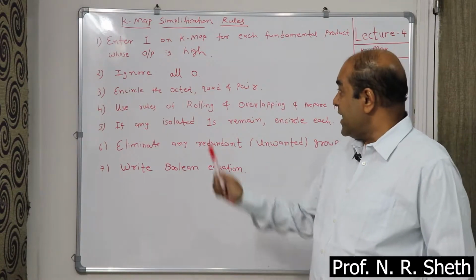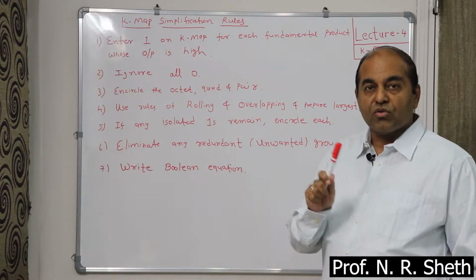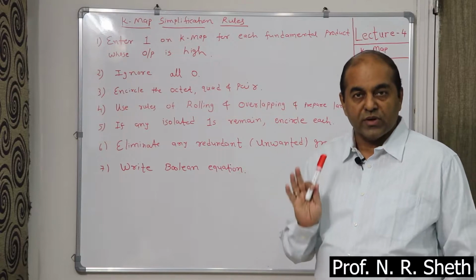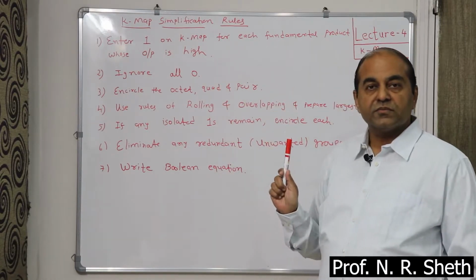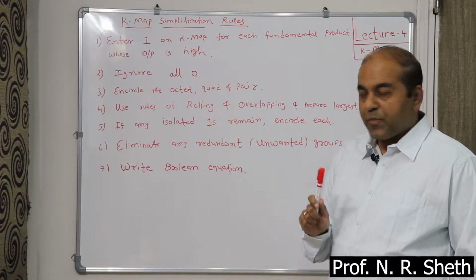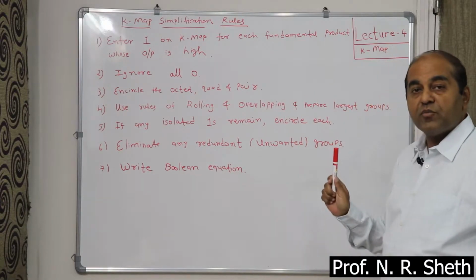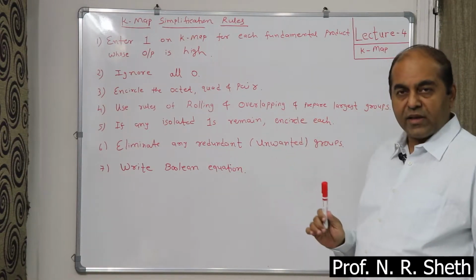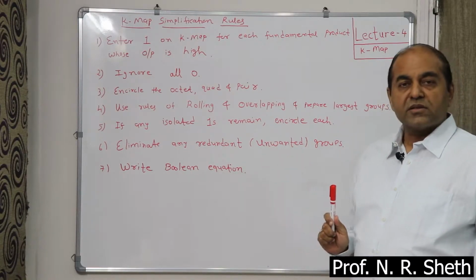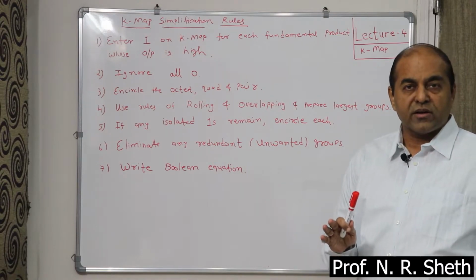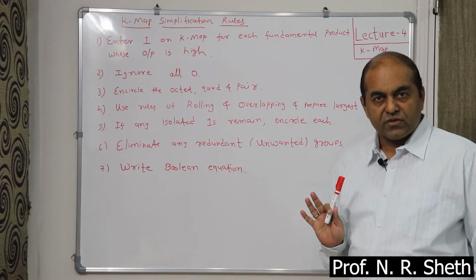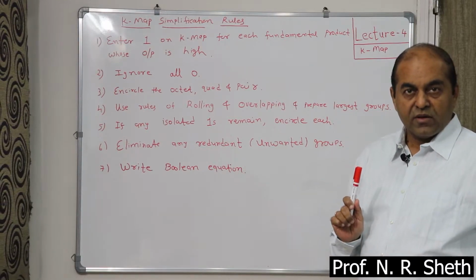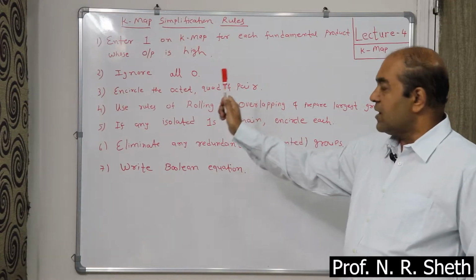Number three, encircle octet, quad, and pair. Octet means a group of 8 ones, quad a group of 4 ones, and pair a group of 2 ones. Today we are going to discuss this point. Number four, use the property of rolling and overlapping, and prepare the largest group. Number five, if any isolated one remains, encircle it. And then the sixth point, eliminate any unwanted redundant group, and then write down the Boolean equation. Okay, so today we are going to discuss point number three, the property of pair, quad, and octet.